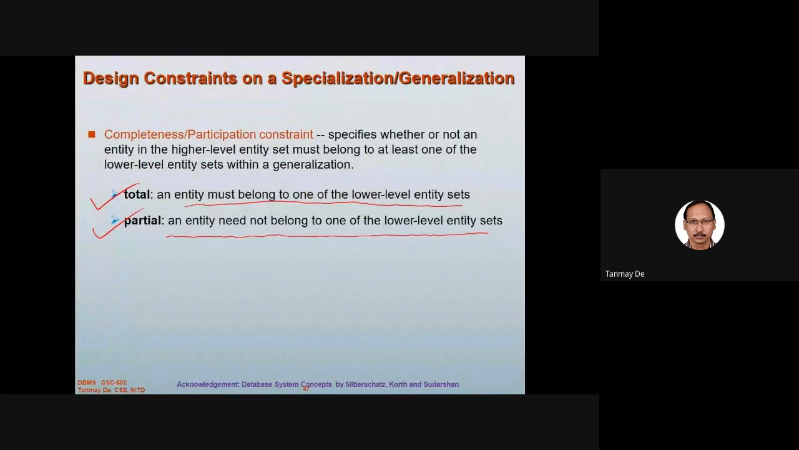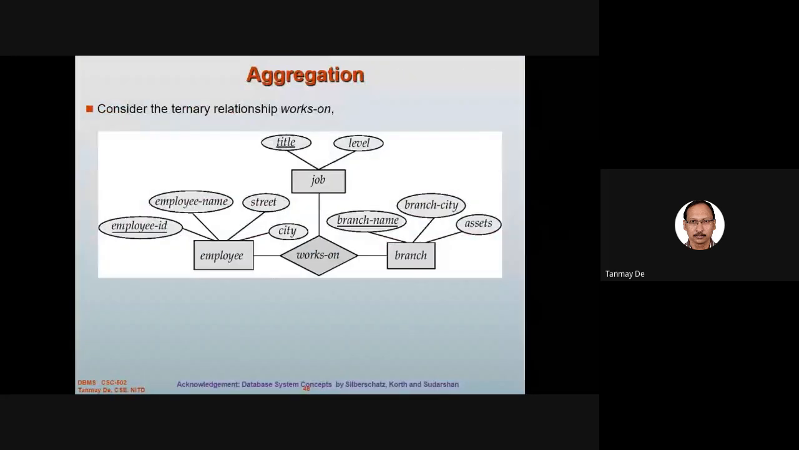Now, I want to go to another important feature. These are basically advanced features of the ER diagram, or entity relationship model. Now, this is in the figure. You see slide number 48. Is it okay? Aggregation. Yes, sir.